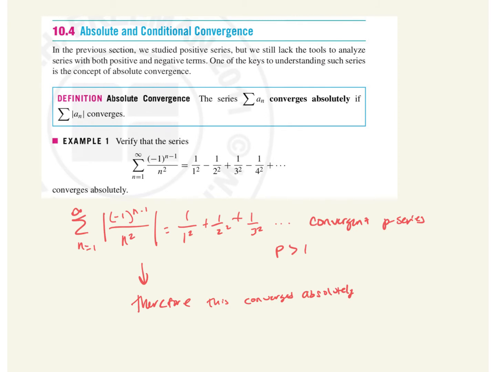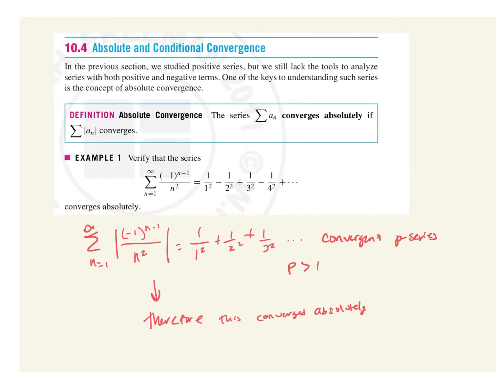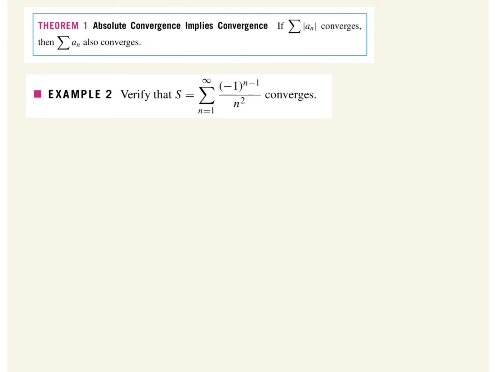So this theorem, though, oops, I'm sorry, it's on the next page. This theorem right here then allows us to make a more general statement about the original series. So theorem 1 says absolute convergence implies convergence. So if the summation of the absolute value of a sub n converges, then the summation of a sub n also converges. So this example is literally the same exact thing, and we can make the statement that by theorem 1, this converges because we just proved absolute convergence in example 1.